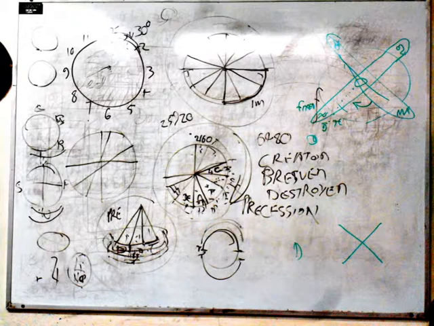Because if the entire system is set up in this manner, then you need to know why it's set up in this manner. Because when it comes around to this, all the destroyer signs sit on the fixed signs. Fixed signs in the zodiac. That's Taurus, Scorpio, Leo, and Aquarius. And that forms a cross in the sky. So this is a cross like that.